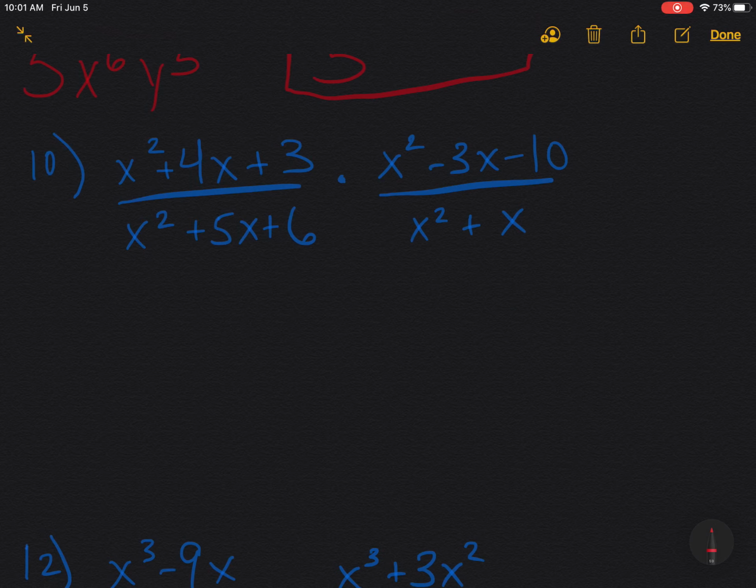Number 10, obviously here there is factoring because again, the plus signs and minus signs. So in the first fraction, both of them are product and sum. Okay, and again, the product is, in the first one, 3. Sum is 4. What two numbers multiply to 3 and add to 4? That's a no-brainer, right? 3 and 1. Okay, and the denominator, product is 6. Sum is 5. What two numbers work there? That would be 2 and 3.